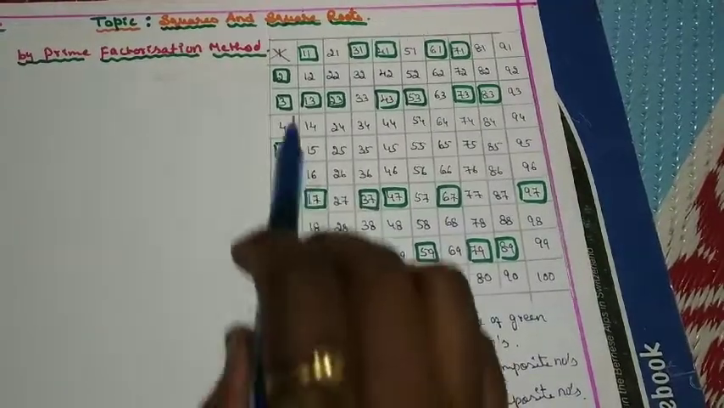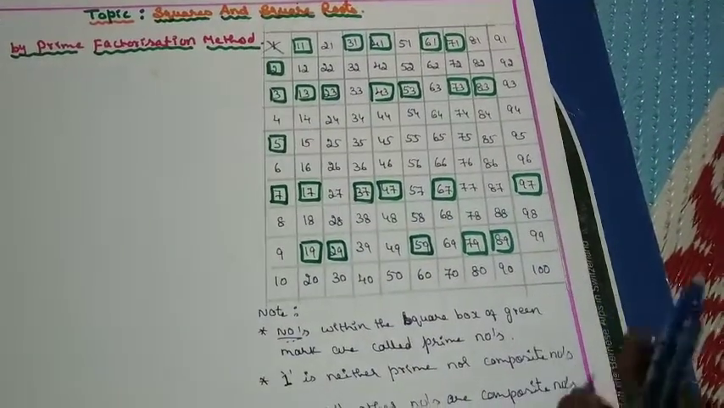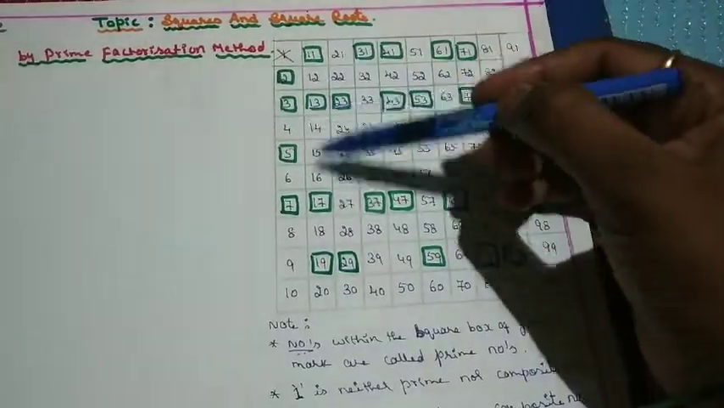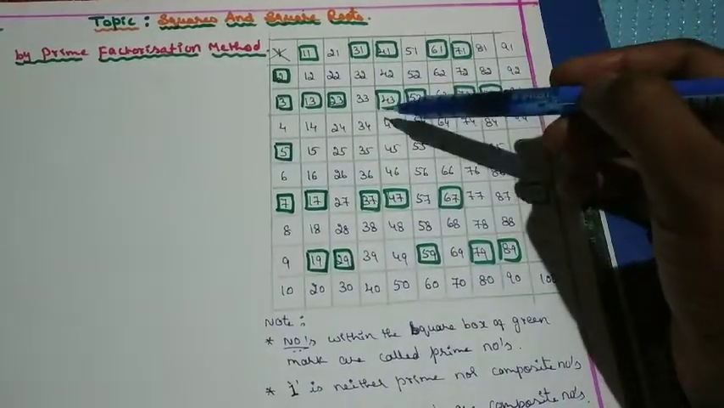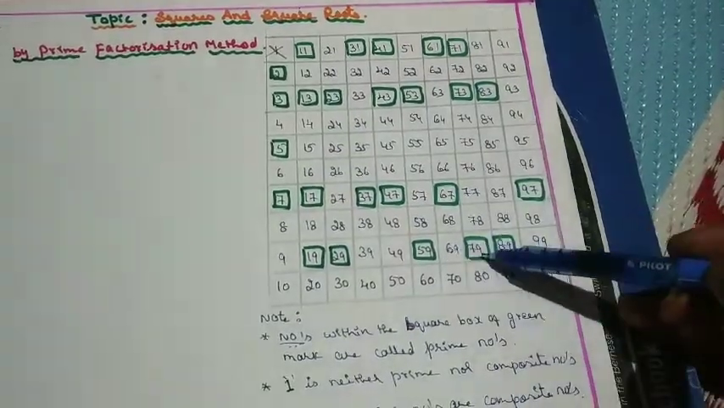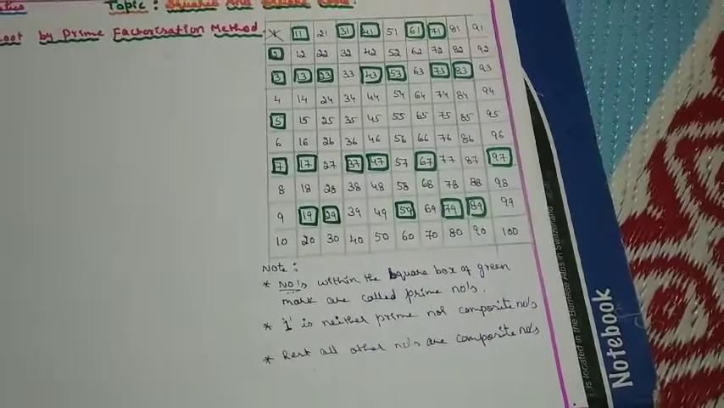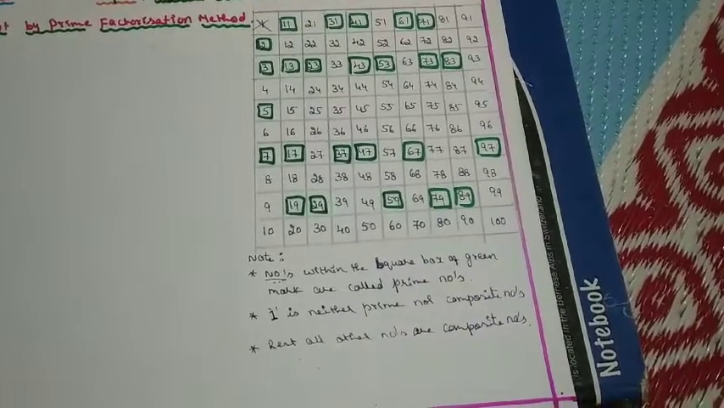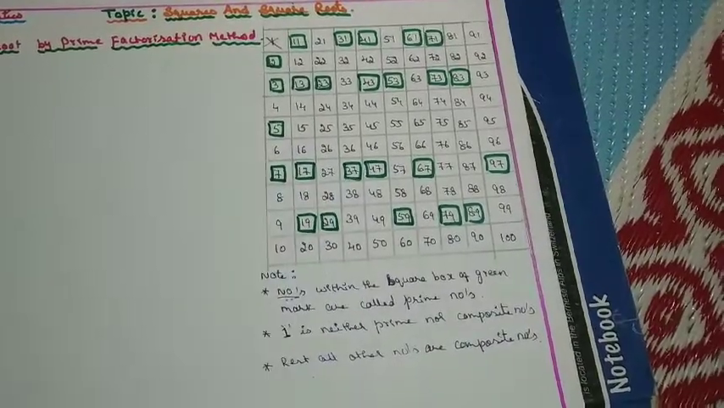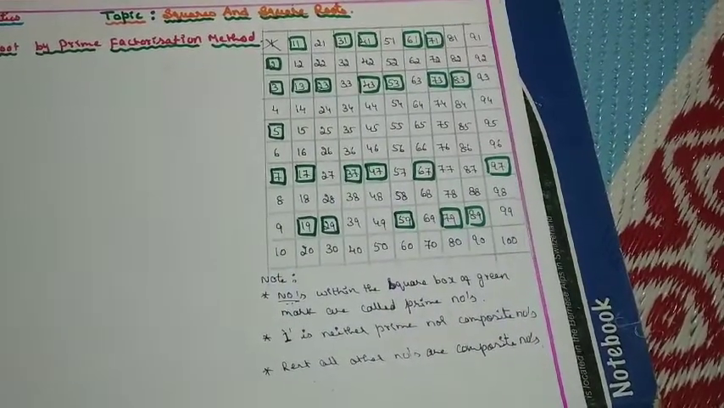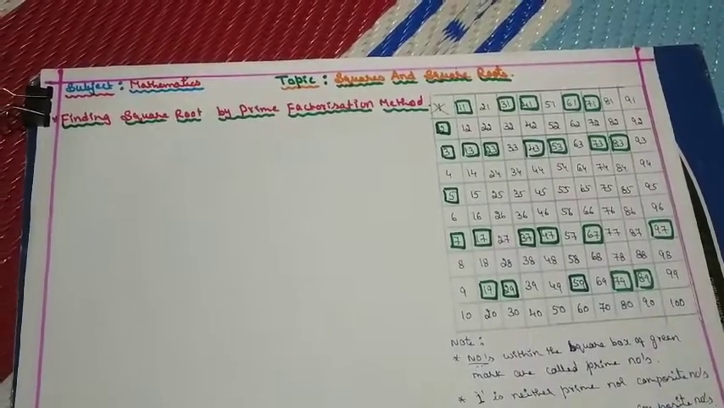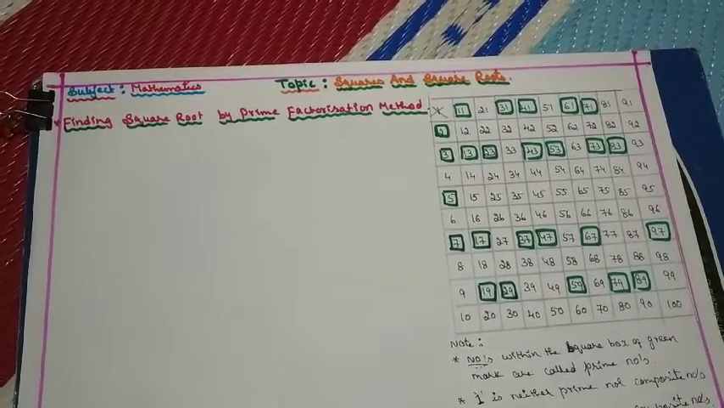So in total, from 1 to 100 there are 25 prime numbers. You can count and check: 1, 2, 3, 4, 5, 6, 7, 8, 9, 10, 11, 12, 13, 14, 15, 16, 17, 18, 19, 20, 21, 22, 23, 24, 25. So from 1 to 100 there are 25 prime numbers, and the remaining are composite numbers, excluding 1, because 1 is neither a prime nor a composite number. So now we will find the square root of a number by the prime factorization method.